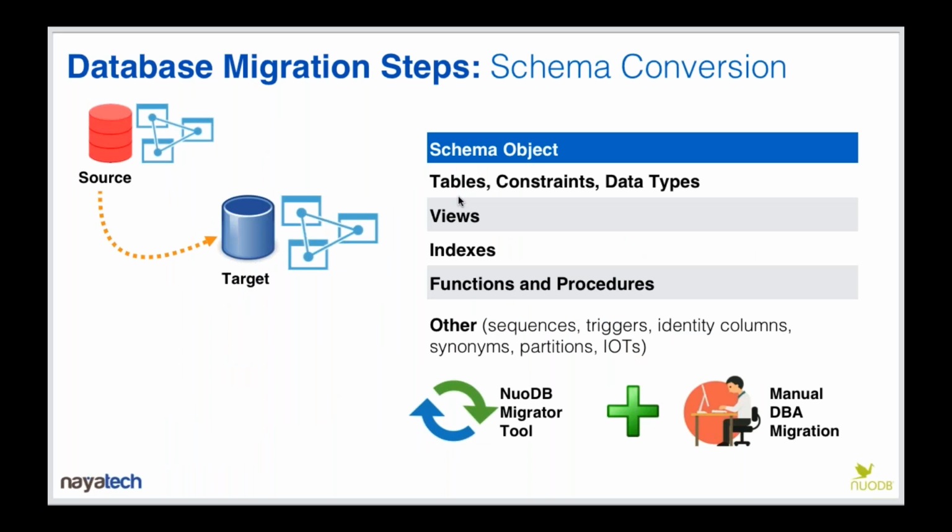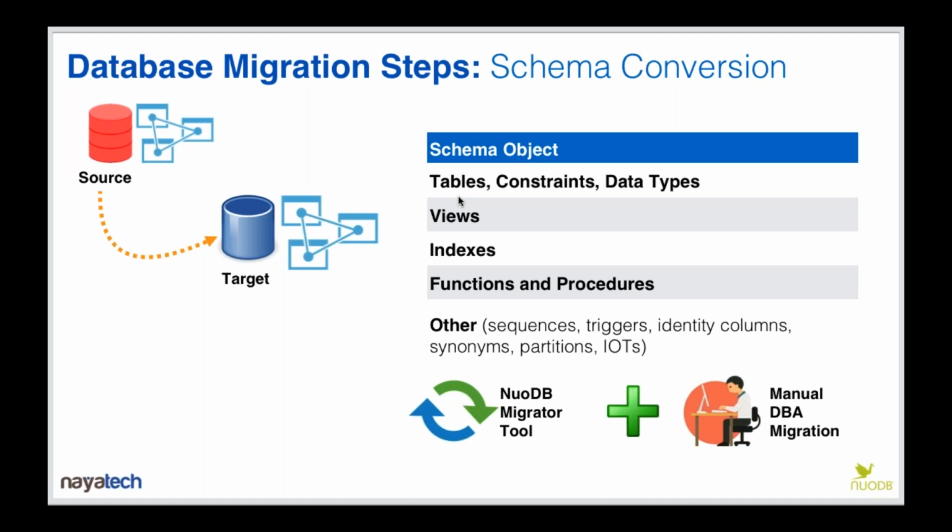Schema migration is quite straightforward actually. Basically it means that you take the schema and all of the schema objects, tables, constraints, data types, indexes, views, procedures, functions, everything you had in your source database, and migrate it to your target database dialect. This is usually done by a combination of automated tools as well as some manual touch-ups. This is never done as a fully automated process. It doesn't matter what target database engine you choose. For heterogeneous migrations, whether from Oracle to SQL Server, SQL Server to MySQL, or Postgres to NuoDB, the schema conversion is always a combination of an automated process as well as manual DBA-level intervention.